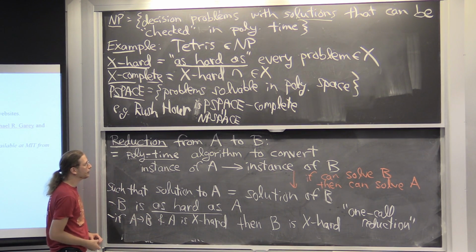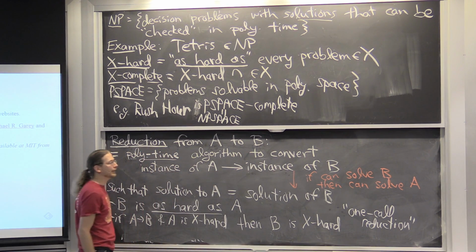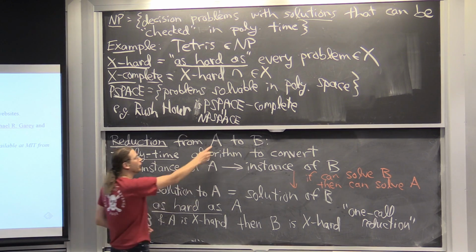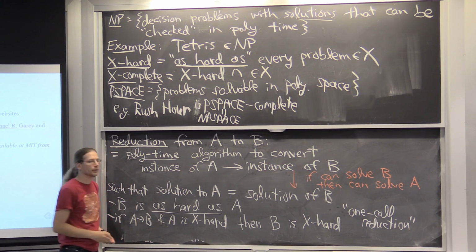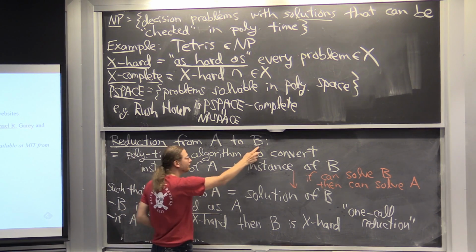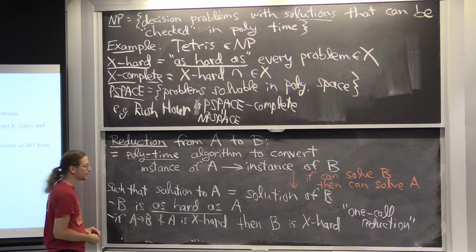The converse would be if B can be solved in class X, and X contains polynomial time, then you can also solve A in the same complexity class. So for example, if B is in PSPACE, then we learn that A is in PSPACE, something like that. Cool.